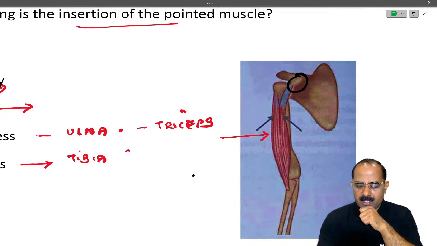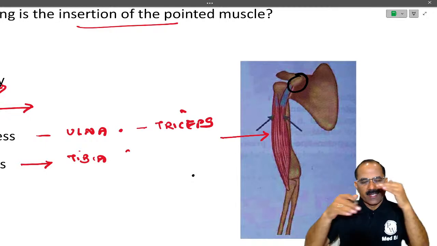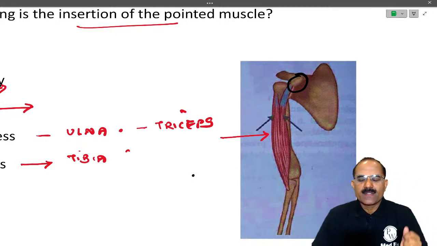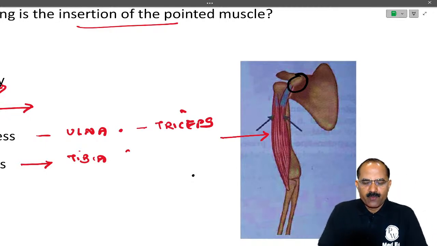Coracoid process of scapula. What is the type of epiphysis? Children, just try to be with me. Many MCQs will get cleared. What is the type of epiphysis? Yes, Dr. Shri, very good.